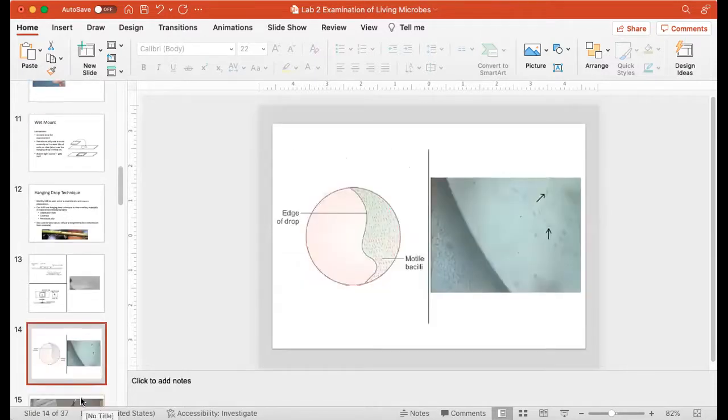Now, hanging drops are a little tricky to make, as I'm sure you can imagine, because if your drop is too big, when you hang it upside down from the cover slip, it's going to hit the glass slide, and the glass slide is going to essentially pull the drop down. You have to have a small enough drop so that it will hang down from the cover slip without touching the slide. They're tricky.